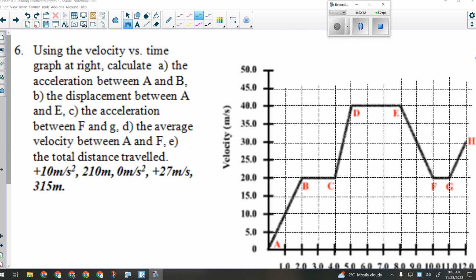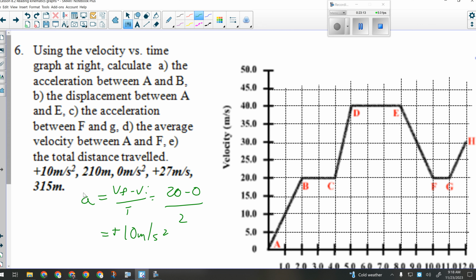So if I want to calculate the acceleration between A and B, simply using that formula again, vf minus vi over t, that's going to be 20 minus 0 divided by 2, which gives us positive 10 meters per second squared. Now, what if I was to ask you, what is the acceleration between D and E? 0. It's traveling at a constant velocity. That's another thing I would ask on the test, for 1 mark. You'd be surprised how much work people will show that's all wrong for that. So just remember, you have to be able to recognize and interpret those kinds of things from a graph.